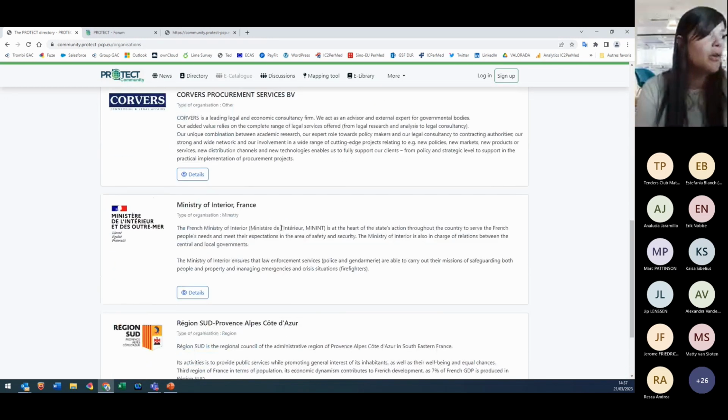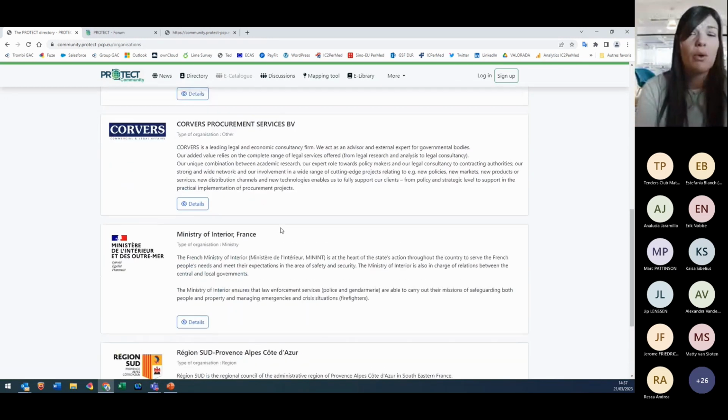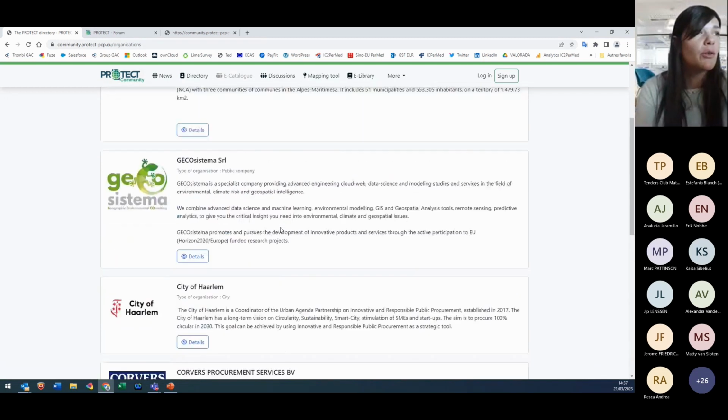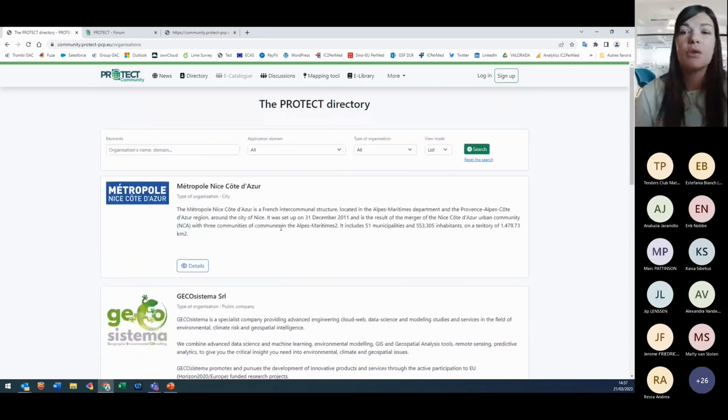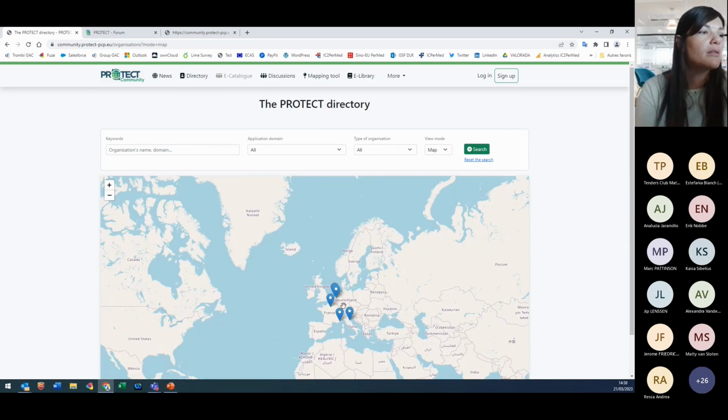There's already a couple of members which have done so. So I strongly encourage you to start working on your profiles and telling us who you are, so that afterwards you can also be visible on this mapping tool over here, and that you can also use to see who else from all the European countries is taking part in this community.